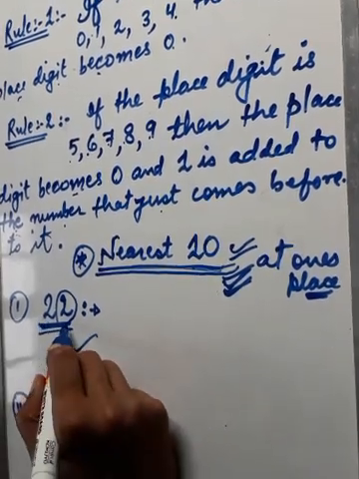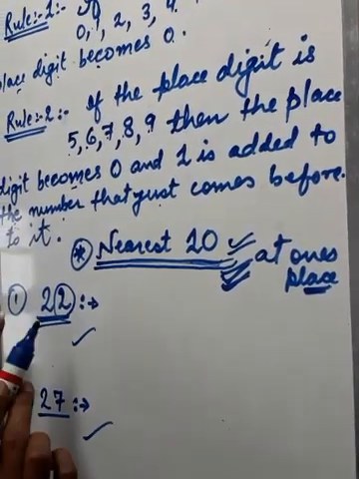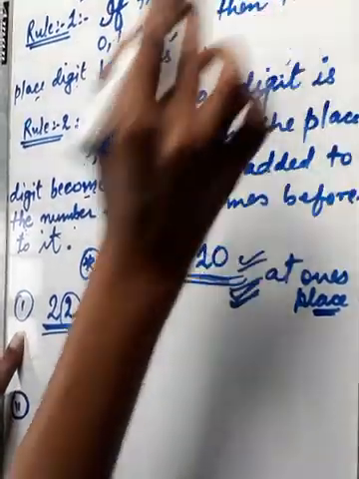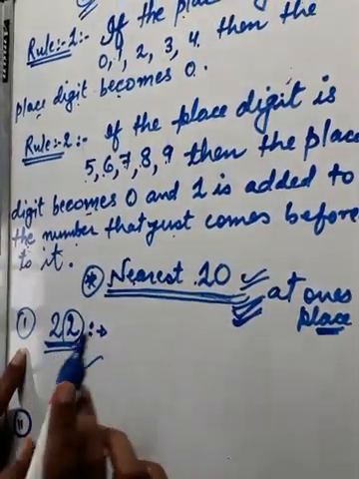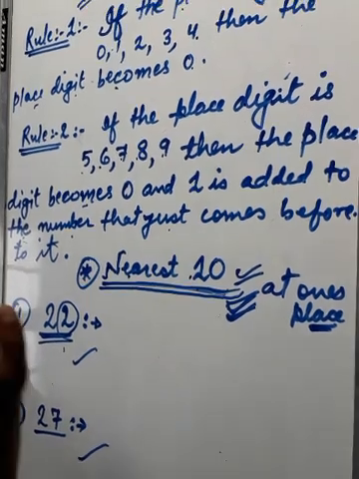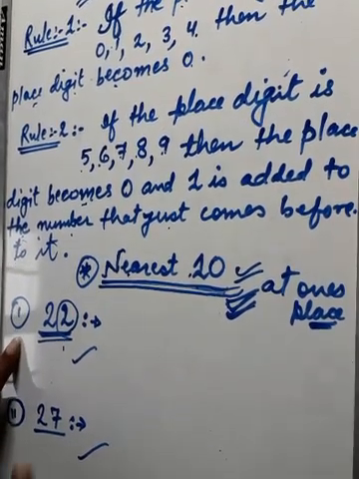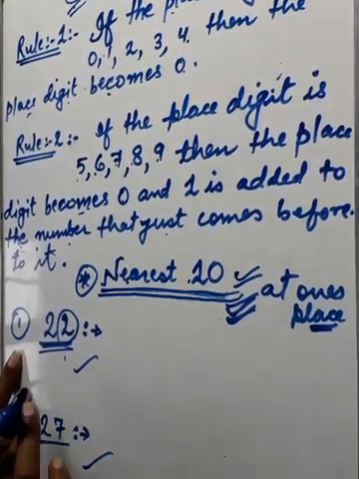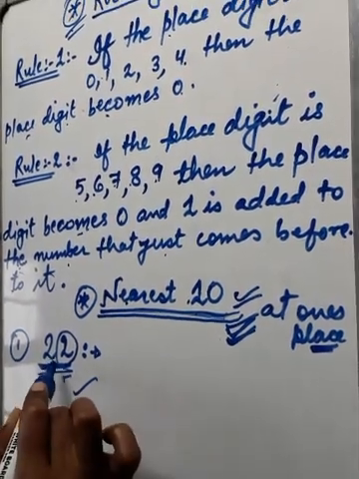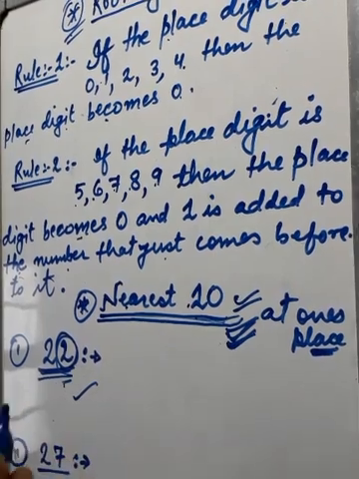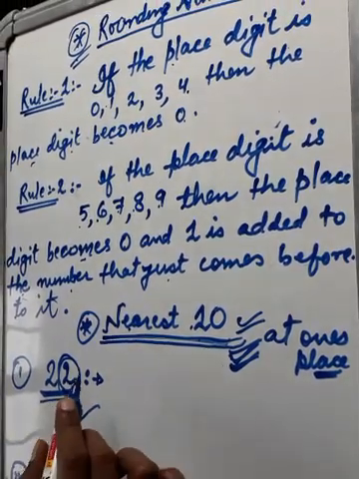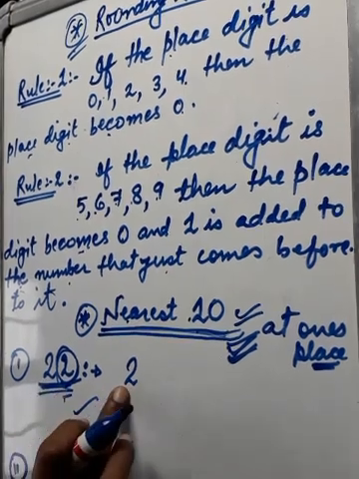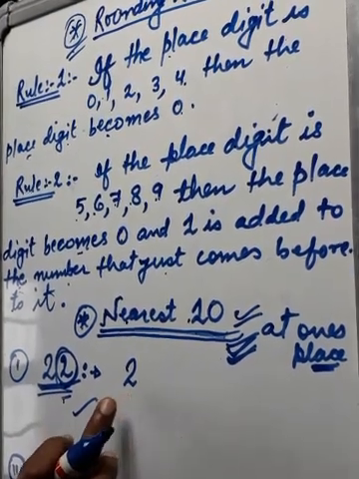Here I have given the example 22. We have to find out rounding numbers to nearest 10. So I am going to follow rule 1, rule 2 and the steps. For 22, we have to see the digit at ones place. हमें ones place का digit देखना है. So what is our ones place digit? It is 2.